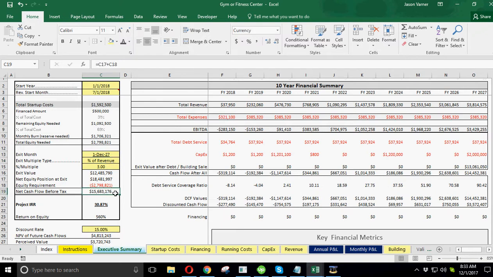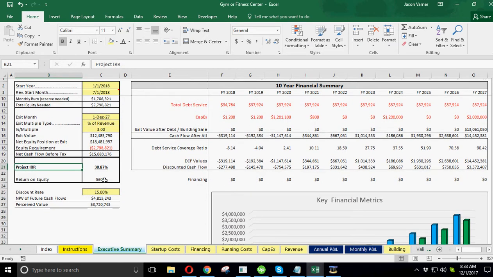So this would be the net cash flow before tax, the project internal rate of return, or IRR, and return on equity, which is just taking the net cash before tax divided by your initial equity needed. So this is basically saying if you have a bank account, you put $2.8 million into the bank account. At the time of exit, the bank account now has $15,600,000. So that's what that means.